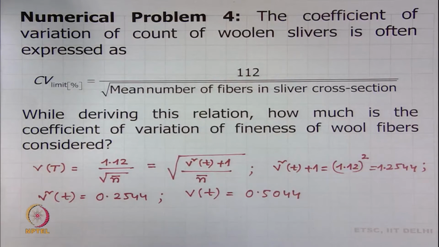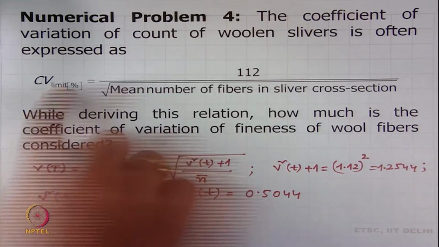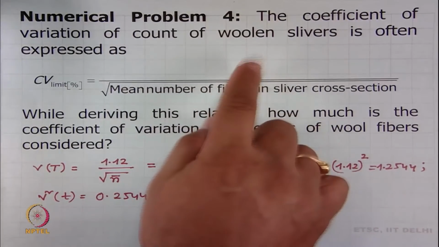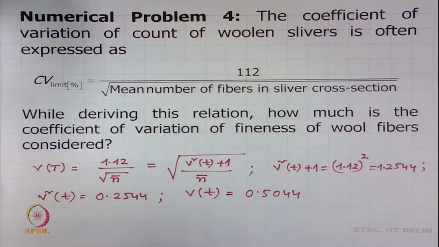So, what we have to do in practice when you need to find out the limit CV of woolen sliver or woolen yarn, you have to first find out the CV of fineness of wool fiber, then you have to use Martindale's formula, then you have to find out the correct quantity here. In this way you need to do it in reality.